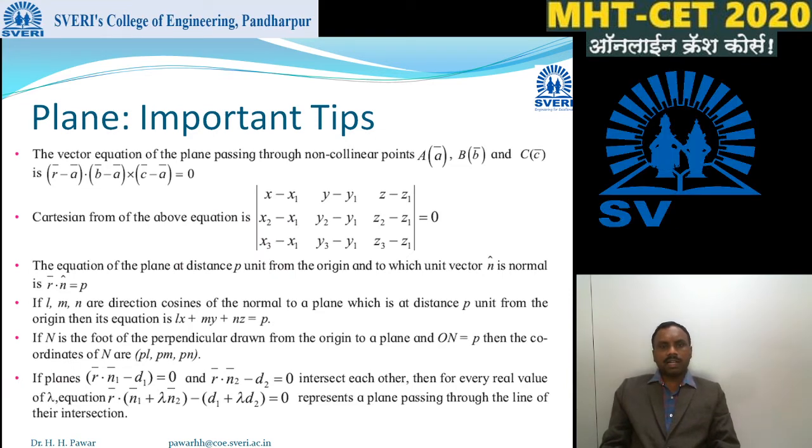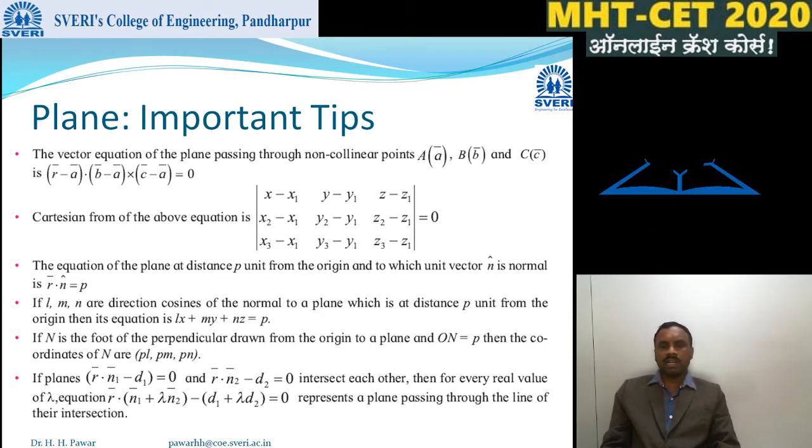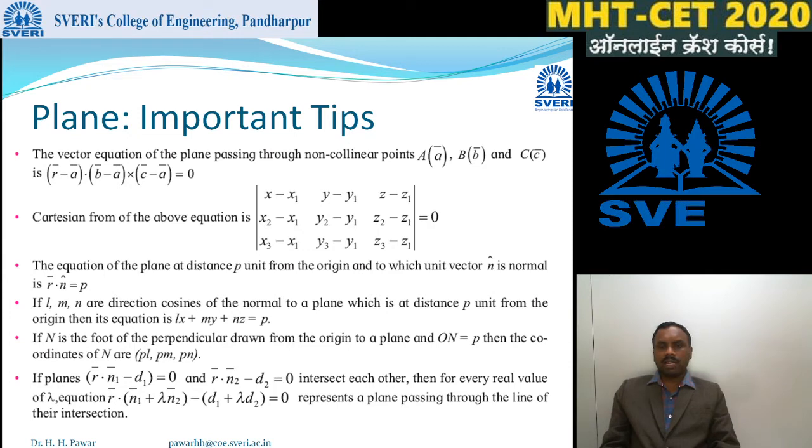Next one, the vector equation of the plane passing through non-collinear points a, b, c with position vectors a bar, b bar and c bar is given by (r bar minus a bar) dot (b bar minus a bar) cross (c bar minus a bar) is equal to 0. The Cartesian form of the above equation is the determinant with rows (x minus x1, y minus y1, z minus z1), (x2 minus x1, y2 minus y1, z2 minus z1), (x3 minus x1, y3 minus y1, z3 minus z1) equal to 0.